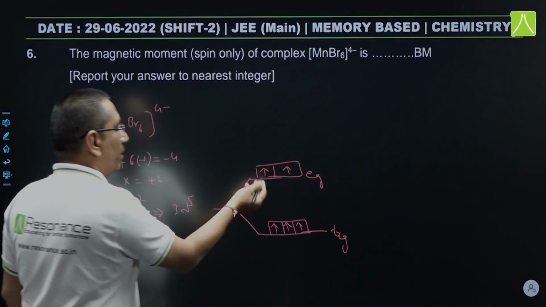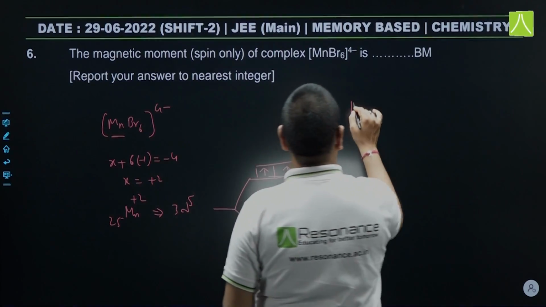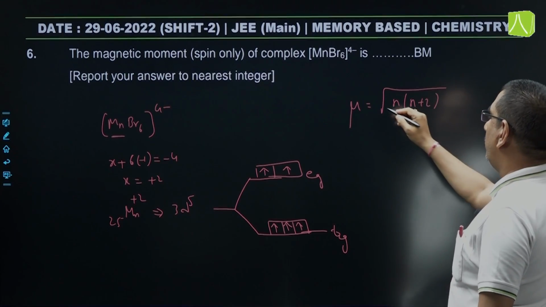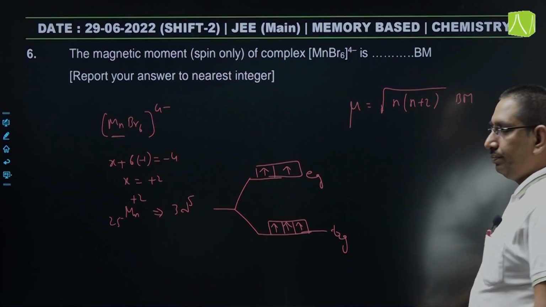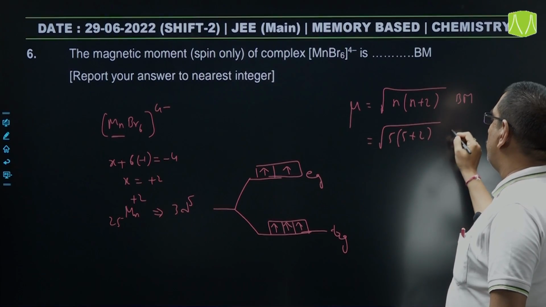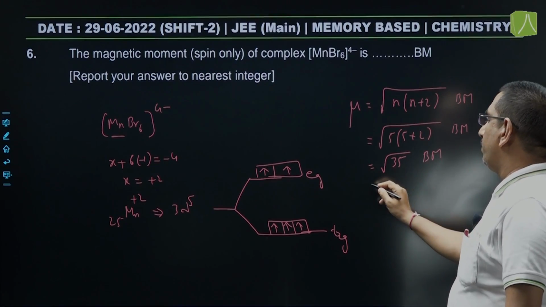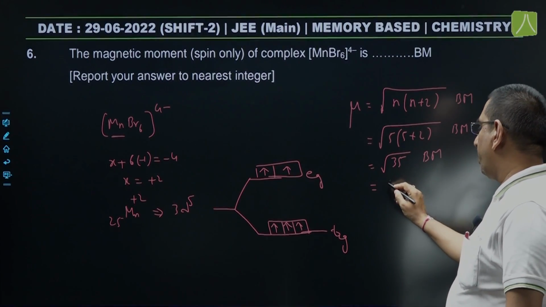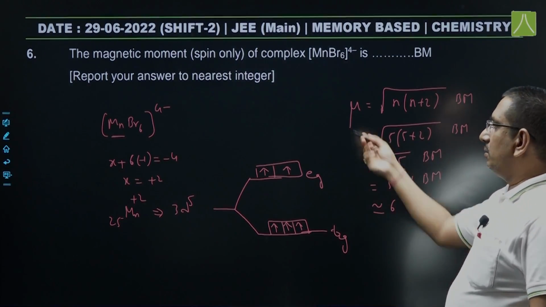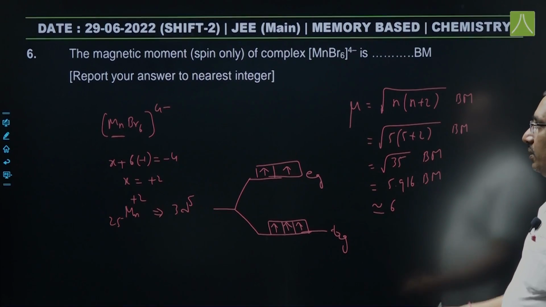So, how many unpaired electrons are there? 5 unpaired electrons. So, if there are 5 unpaired electrons, magnetic moment can be calculated by this formula, root over n into n plus 2 BM. And if you substitute n value 5 into 5 plus 2 BM, this is equal to root 35 BM, and it will be around 6. If you calculate, 5.916 BM will come, or it is approximately 6. We have to report the answer to the nearest integer. So, it should be 6.